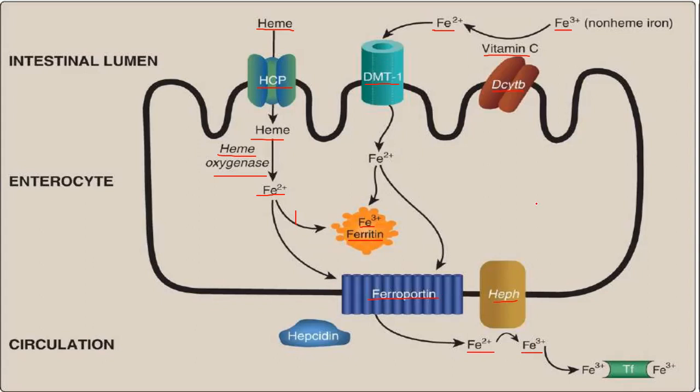Now, this is for enterocytes. In other cells, instead of hephaestin, they will have ceruloplasmin. Then you can see each transferrin can bind two ferric ions. Then you will see that ferroportin's activity is regulated by a hormone produced in the liver known as hepcidin. That is what we are going to look at next.